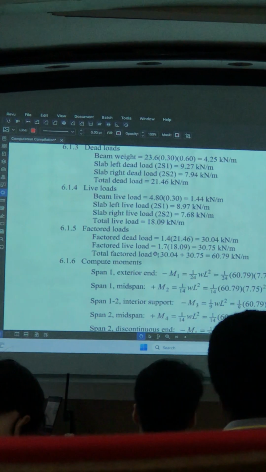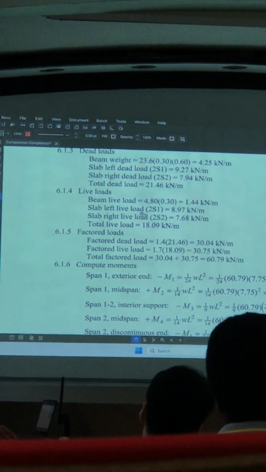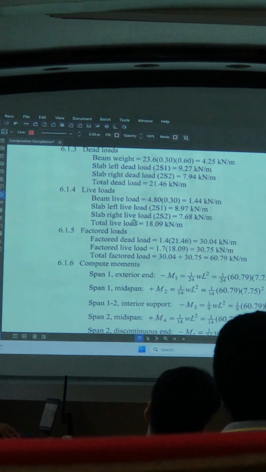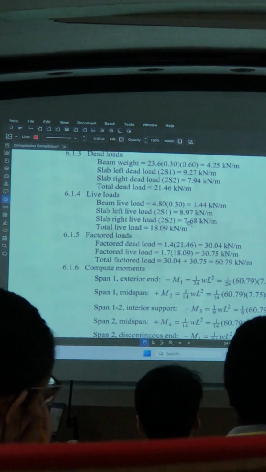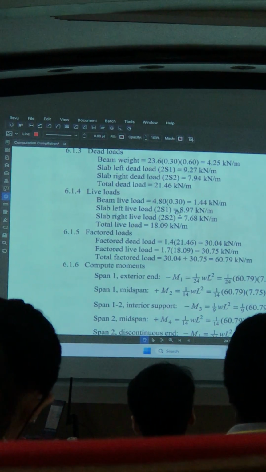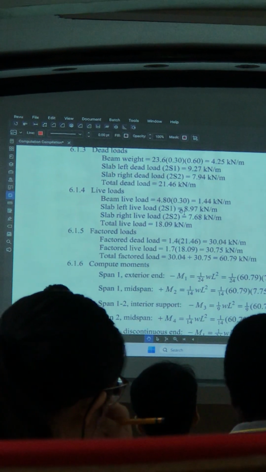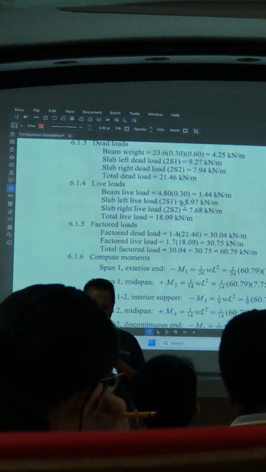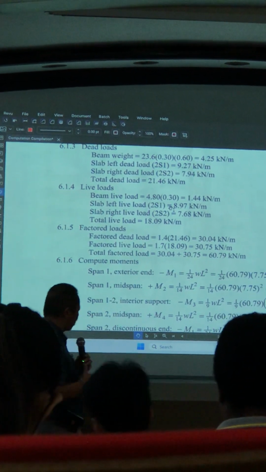Then for the live load, we have the slab left live load coming from 2S1 and slab right live load coming from 2S2. In addition to that, we have the live load placed directly on top of the beam. So we assume a live load of 4.8 kilopascal. Multiply that by the width of the beam, which we assume to be 0.3.